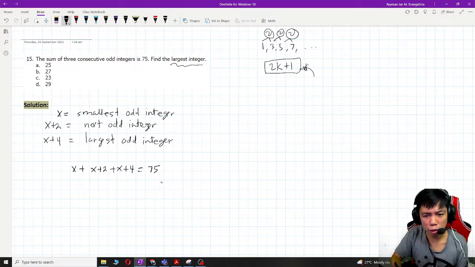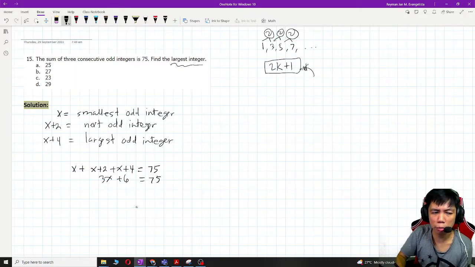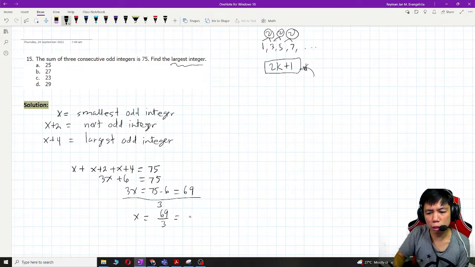Meron tayong 3x's dito. So 3x yan. And then 2 plus 4 is 6 equal to 75. So transpose yung 6 magiging minus yan. So 3x is equal to 75 minus 6. 75 minus 6 is 69. Then divide both sides by 3. So on the left side, x na lang yan, then 69 over 3. 69 over 3 is 23. So ito guys yung smallest, no?